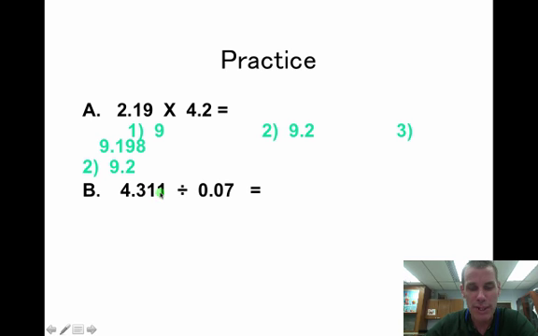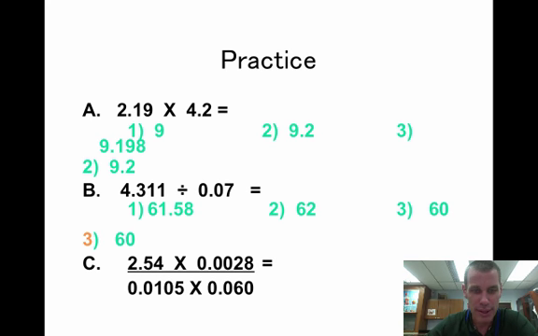4.311 divided by 0.07. When you type it in the calculator, you're going to get 61.58. Alright, so let's go and check this out. This first number, 4.311, has 4 sig figs. 0.07 has 1 sig fig. So we have 4 sig figs divided by 1 sig fig. You're only allowed 1 significant figure in your answer. And so of these 3 choices, my choice is 60 with no decimal point, which is the correct answer.